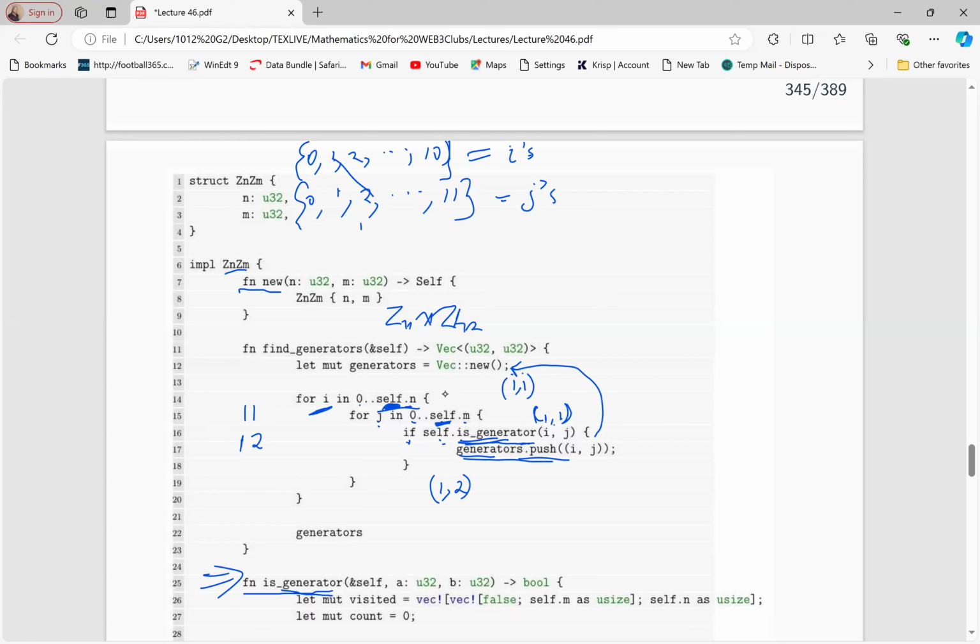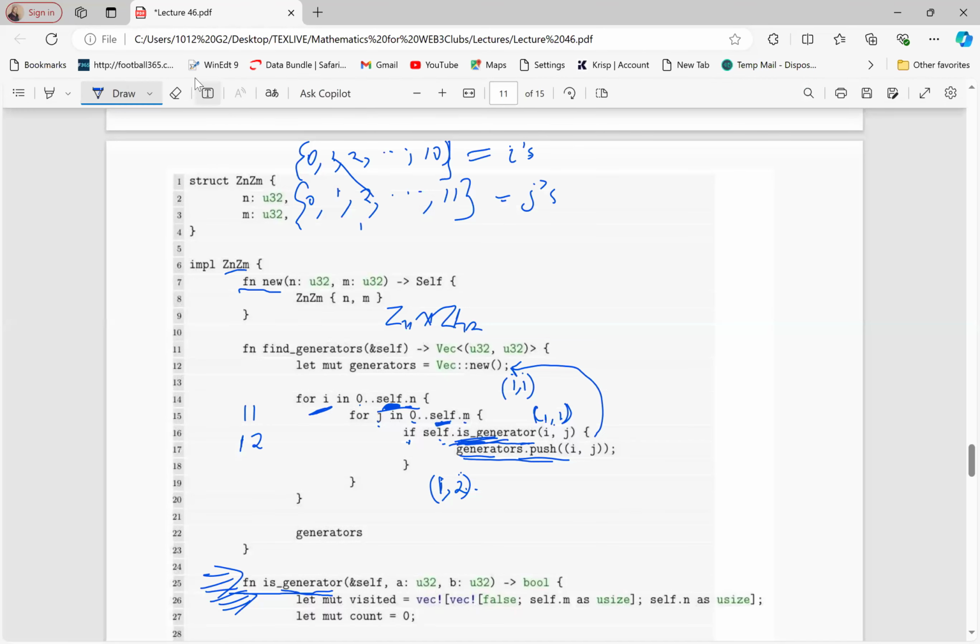So now it says, if is generator i j, so i is 1 and j is 2. So it's calling for this function to consider if 1, 2 is a generator. This function now does that role. If it finds that 1, 2 is not a generator, there's nothing to push. That process continues.